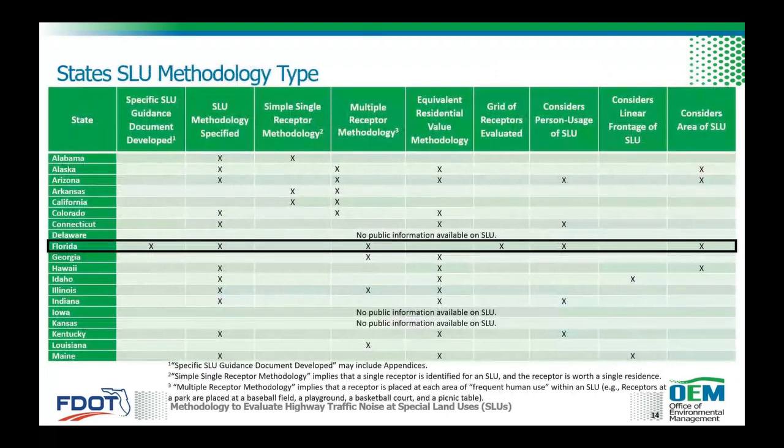So to assist with categorizing each state's methodology, a matrix was compiled. So as you can see from the table, and as mentioned in the previous slide, many states have a specific methodology that is applied to special land uses. A few states have no public information available, and in the research it was noted whether the state had a specific guidance document developed, whether a special land use methodology was specified in an overall handbook, perhaps only a few sentences, whether a single or multiple or equivalent receptor methodology was used, if a grid of receptors was used for areas, if the methodology considered person usage, or if it considered a linear frontage or square footage of the special land use.